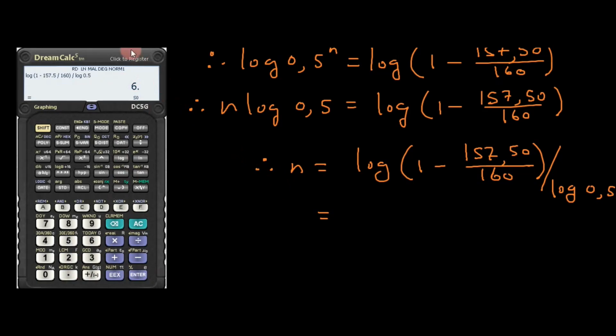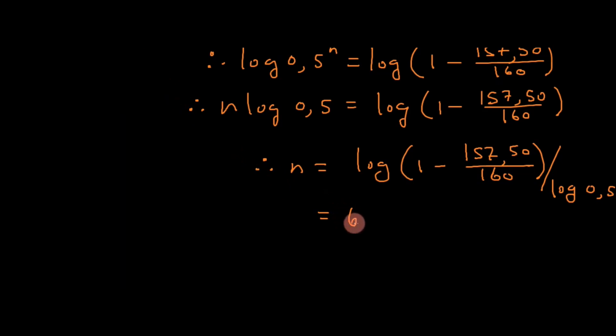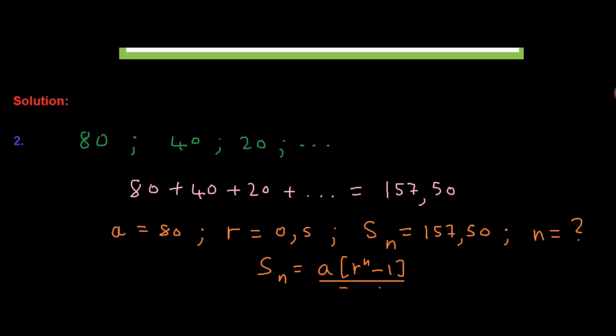And we see that n comes to 6. So it will take 6 years to pay off the debt in this way, where we first pay 80 Rand, then in the second year 40 Rand, etc.